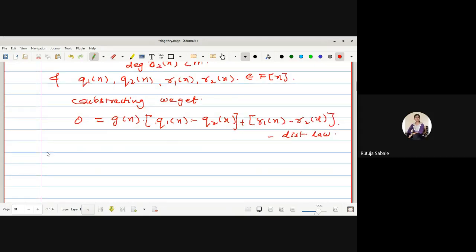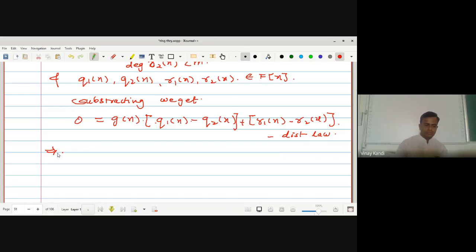No, sir. Which implies g of x into bracket q1 of x minus q2 of x is equal to, instead of r1 r2, I can write r2 of x minus r1 of x, taking minus common. Implies, so g of x into q1 of x minus q2 of x is equal to r2 of x minus r1 of x.